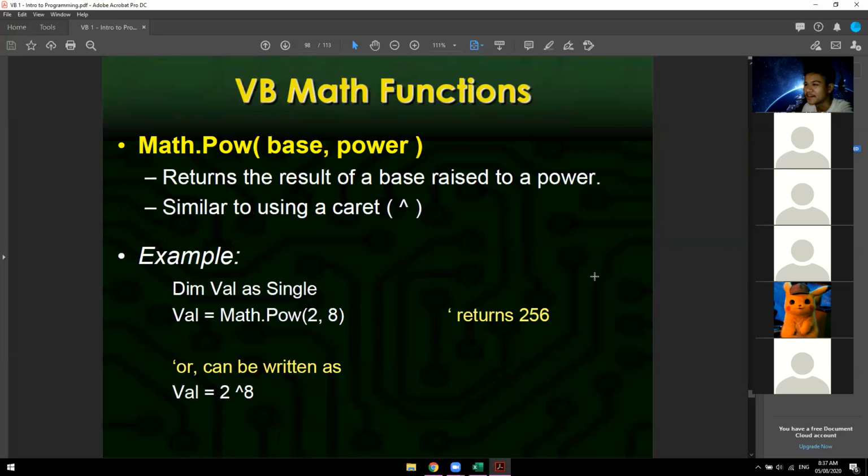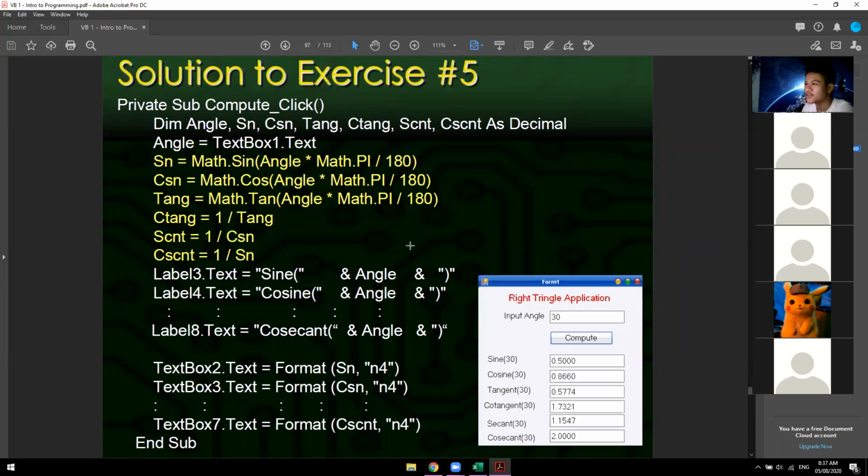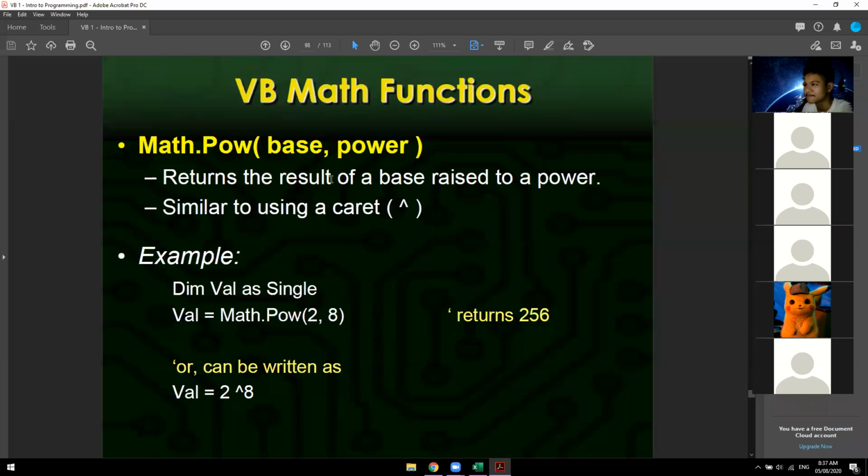Okay, sige. Next tayo. Okay. So, try nyo to para malaman nyo kung ano yung mga dapat palitan or ano yung mga pwedeng palitan. Okay. So, another BB math function. So, same lang to dun sa ito, tong ganitong operator natin, pero mas pinahaba nga lang to.